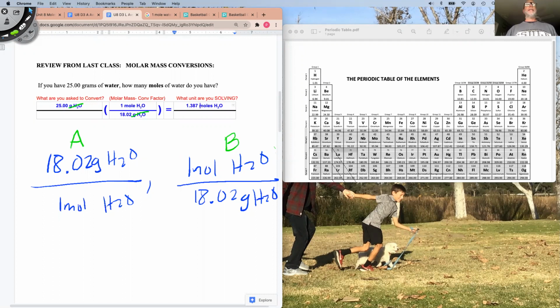1.387. Like I said, when we're working out our numbers, we're always going to have at least 3 numbers after the decimal place, all right? And always keep these numbers where it says 24.30 or 22.99. Don't round that to 23. All right, so with that said, let's start our next section on Avogadro's number.